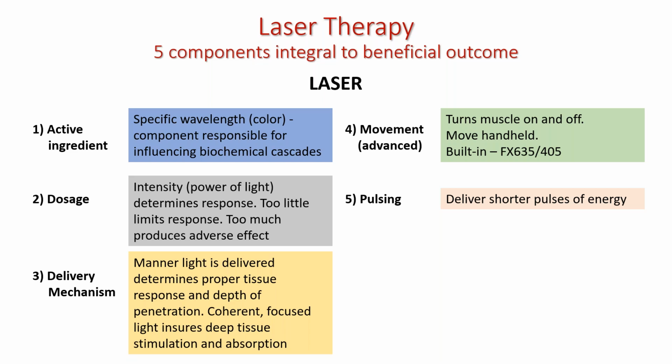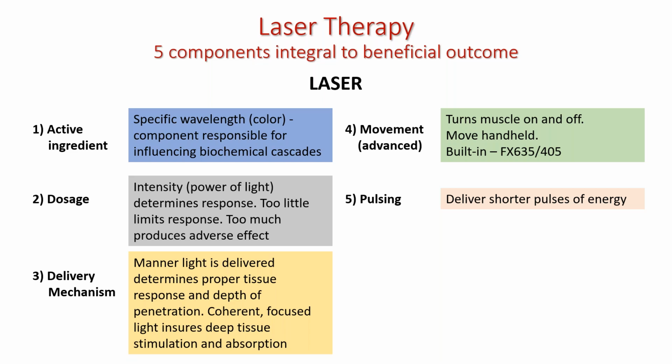Delivery mechanism. The manner in which light is delivered determines the proper tissue response and the depth of penetration. It's not power, it's absorption. It's not power, it's the ability for the body to communicate. It has been stipulated by David Sinclair and Harvard University that the first sign of aging is the loss of communication. The laser works on enhanced intracellular interconnectivity in the body. Lastly, coherent focused light ensures deep tissue stimulation and absorption.